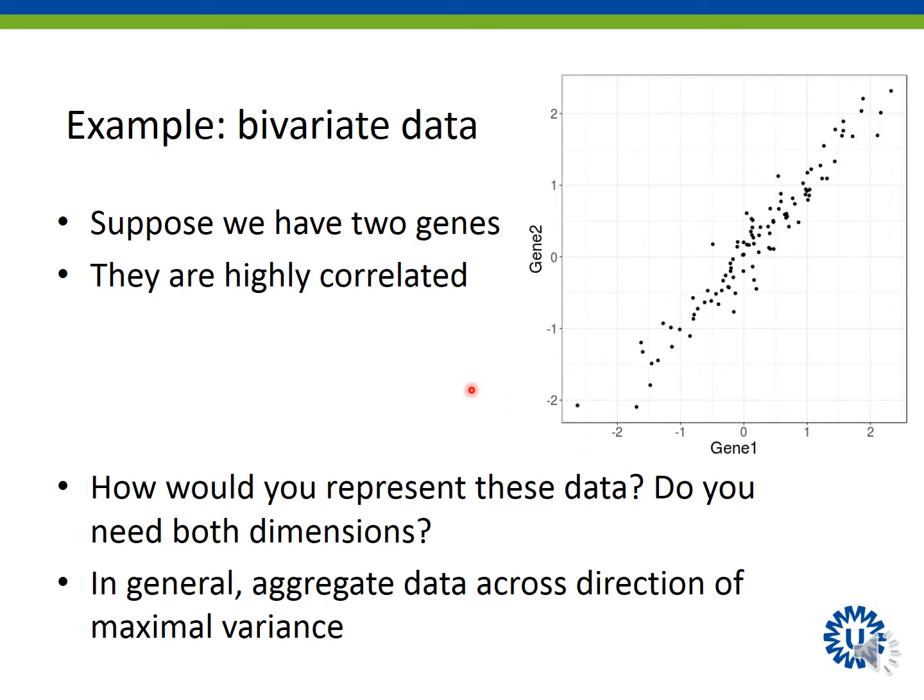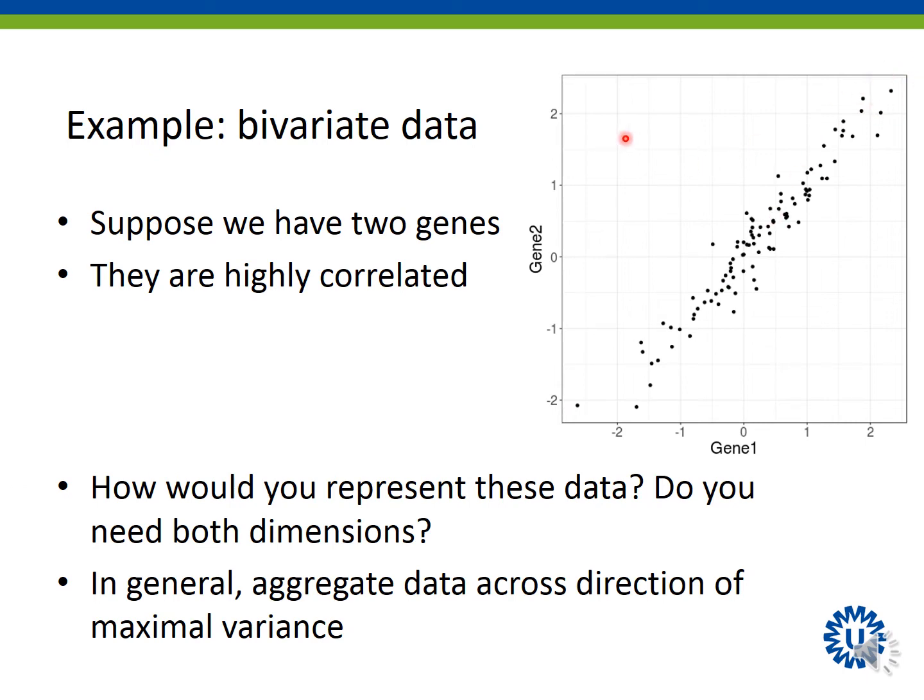So the question is, how would you represent these data? Do you really need both dimensions? So do you really need both gene 1 and gene 2? Or is one dimension enough? For example, a combination of the two genes. We can see that most information is contained in the direction of the straight line. This is also the direction where the variance is very large. Why? Because the spread goes from the lower left part here all the way to the upper right part here.